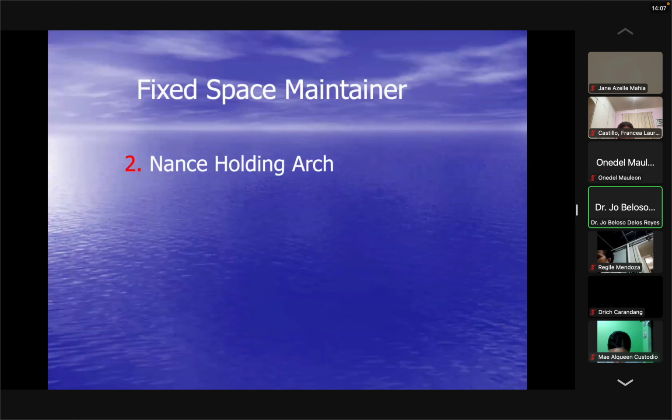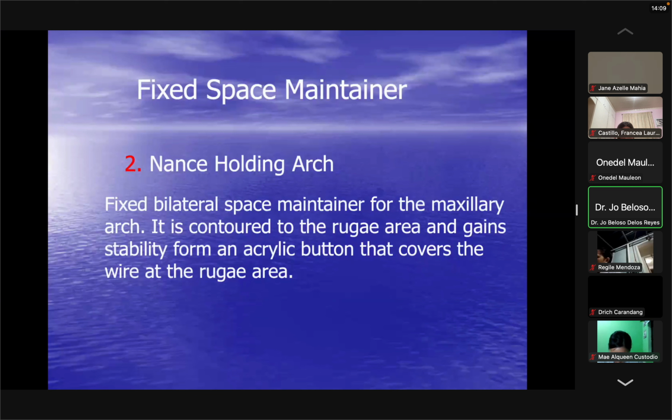Nance holding arch. Ano naman ang Nance holding arch? Fixed bilateral space maintainer for the maxillary arch. It is contoured. Again, pag sinabing Nance holding arch, upper siya ha. Upper. Maxillary. Fixed bilateral space maintainer for the maxillary arch. It is contoured to the rugae area and gains stability from an acrylic button that covers the wire at the rugae area.